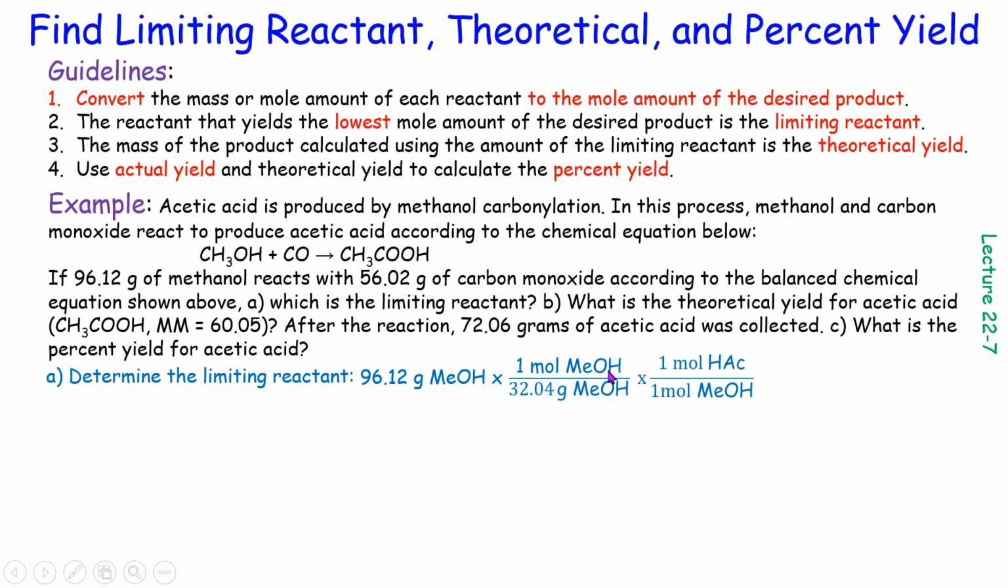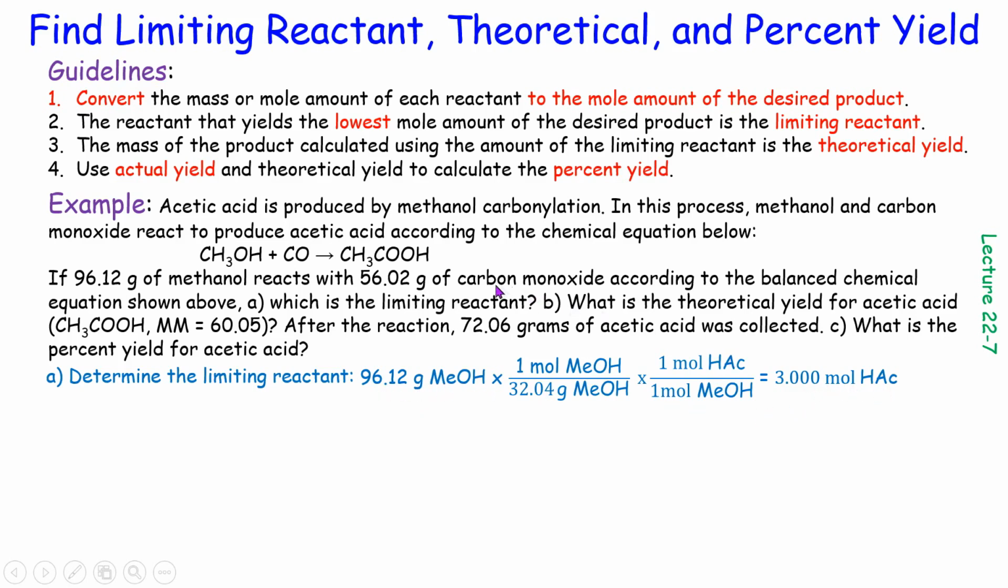Now we are going to carry out the stoichiometry using the coefficient in the balance equation, converting from moles of methanol to the mole amount of the desired product. In this problem, the desired product is acetic acid. So therefore, moles of methanol, that's cancelled. We have mole of acetic acid. So we converted from grams of methanol to moles of acetic acid.